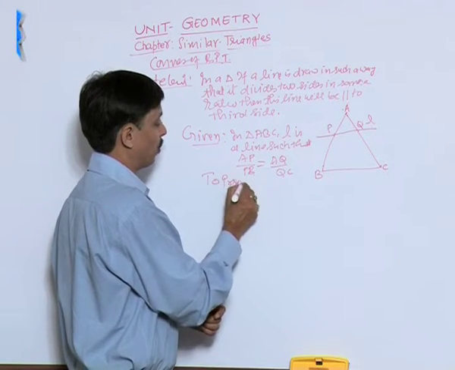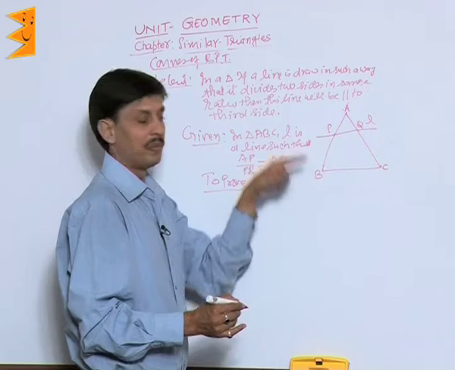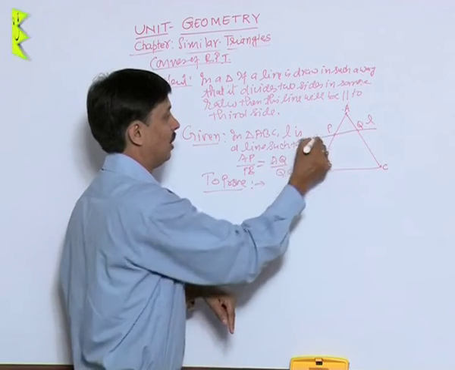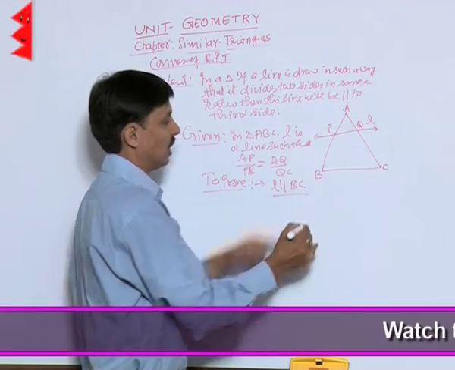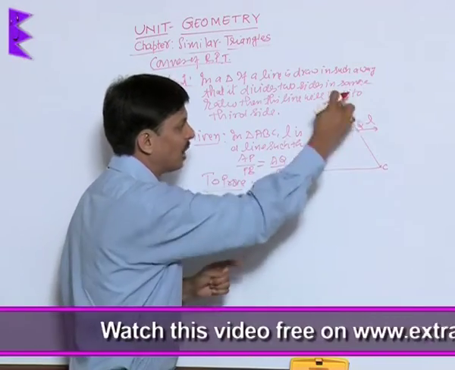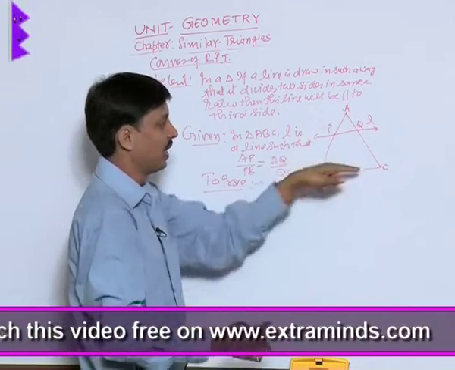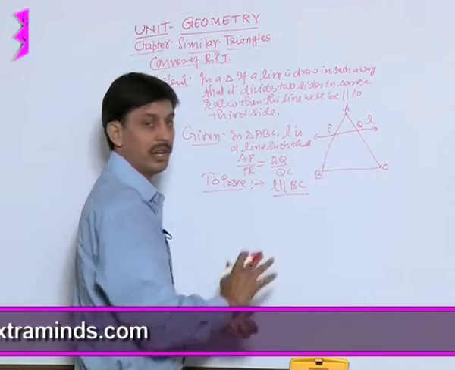What do we want to prove? We just want to prove that if such a line is drawn, then this line has to be parallel. We would like to prove that L is parallel to BC, that is, such a line is parallel to the third side. It cannot be parallel to these two sides because it is intersecting these two sides. So if possible, it will be parallel only to the third side.